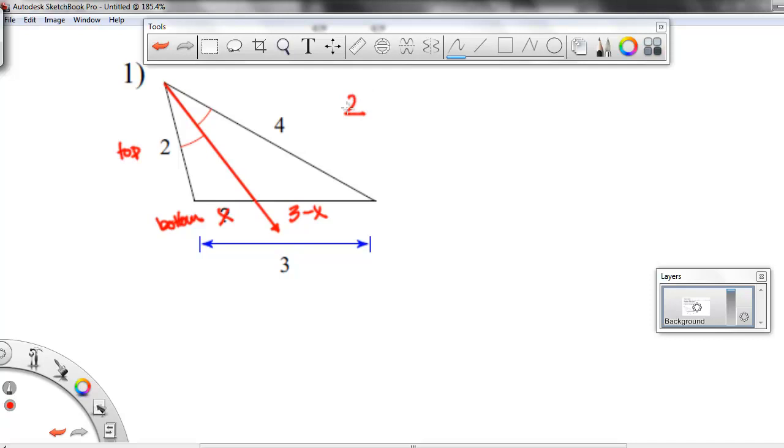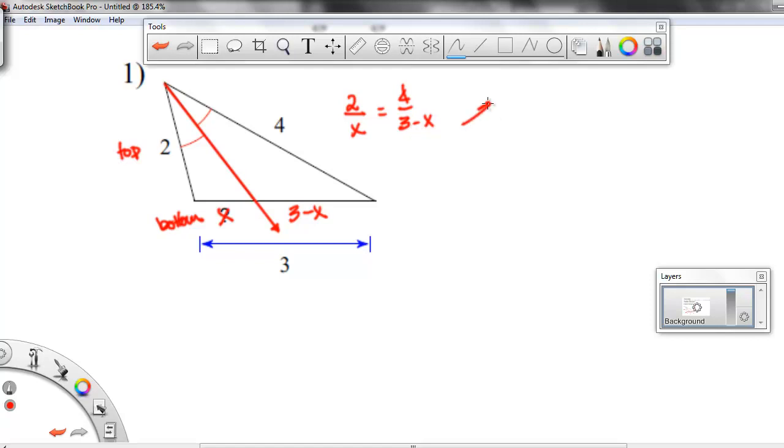This will become 2 over x equals 4 over 3 minus x. Now just like I said in the notes, once you get to that point, you write your proportionality statement, then you go ahead and solve the equation. So we'll do our cross multiplication of denominators. That should be 3 minus x. So when I write my proportionality statement, I have 2 over x equals 4 over 3 minus x.